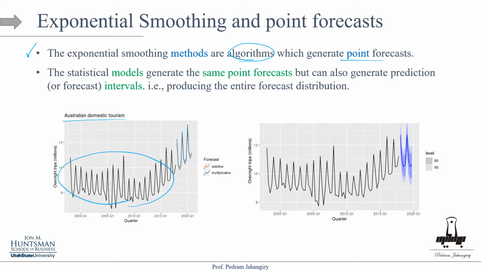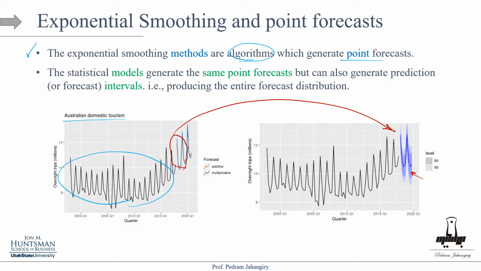So we need statistical models that generate the same point forecast. So the point forecasts are going to be pretty much the same. So let me use red. So we're looking into this part. And as you can see, the point forecasts are pretty much the same. But on top of that, it's creating some prediction intervals, right? So these shaded areas, these are our prediction intervals.